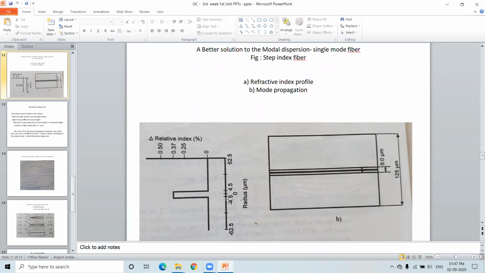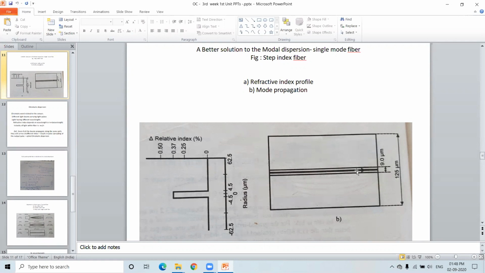So now the core diameter of this single mode is 9 micrometers. Now you can see here only one mode, the thick line, is traveling here in 9 micrometers. This whole length is going to be 125, but the single mode is only 9 micrometers. This is how you can transmit this single pulse in the core diameter of the fiber.